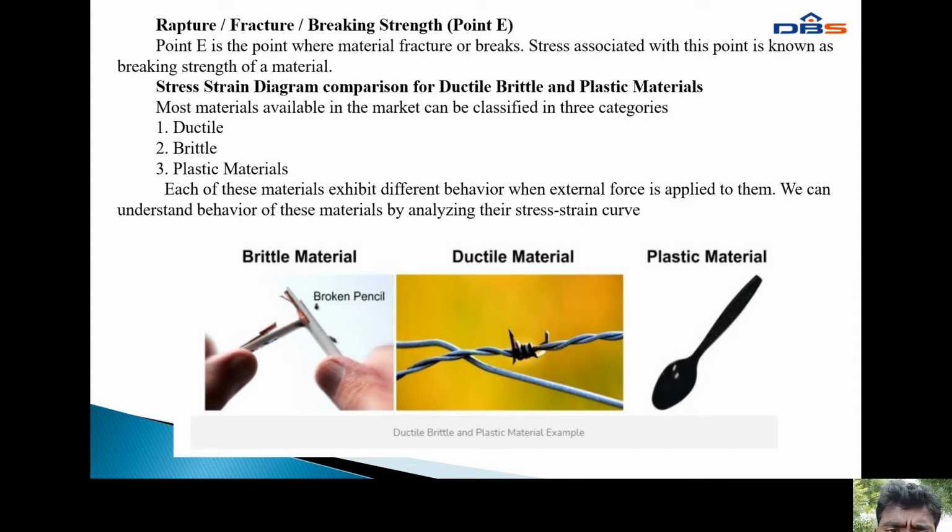Brittle material, as shown in the figure, is a broken pencil. A pencil is a brittle material. We can apply force on a pencil and it breaks. Next, ductile material is a wire, like iron wires. Next, plastic material is plastic components like spoons, plastic devices, and plastic buckets. That is called plastic materials.